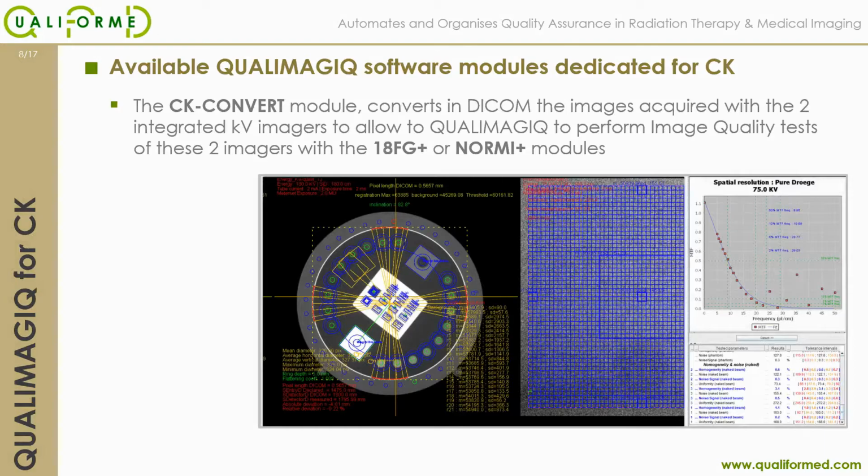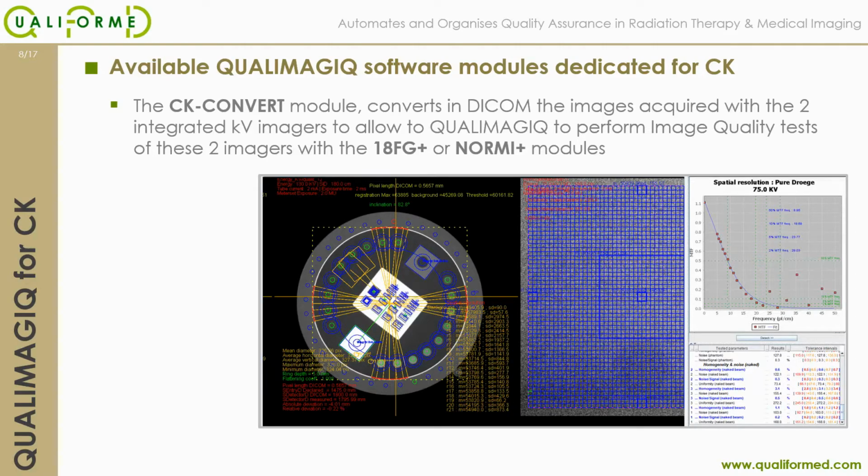The fourth module, CK Convert, converts the images produced by the CYBERKNIFE's 2 onboard kV imagers for use in quality control of these images. These 2 onboard imagers produce images in a proprietary format. CK Convert's initial mission is to convert these images into DICOM format, so that the 2 modules traditionally used in quality control of digital radiography can be used.